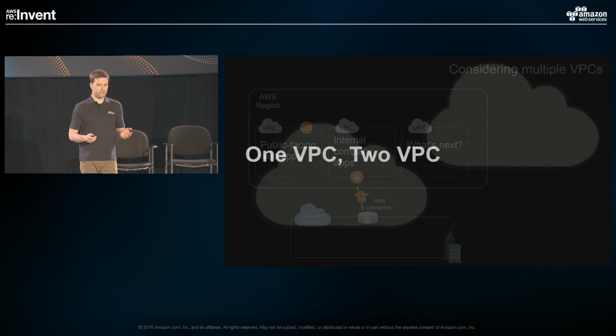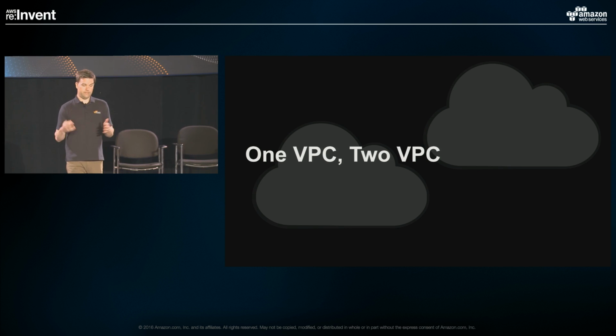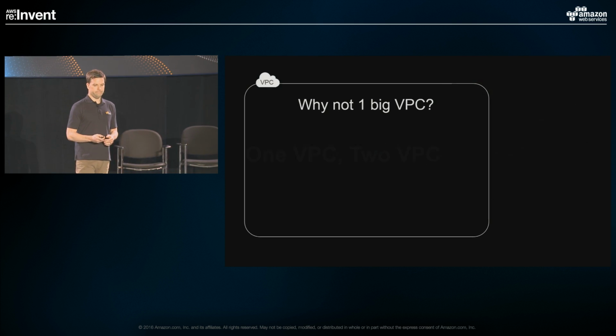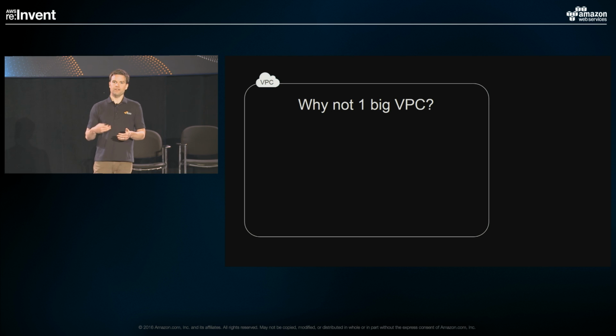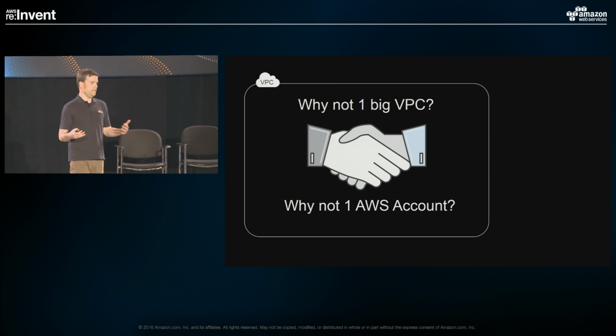So what are the considerations when we're talking about multiple VPCs when you start moving into 1, 2, 3, 10, 100 VPCs? What should you be thinking about, and why would you want to do that? And why not one big VPC? And my first question back to you, whenever I'm asked that from a customer, is, well, why not one AWS account? Because those two go hand in hand.